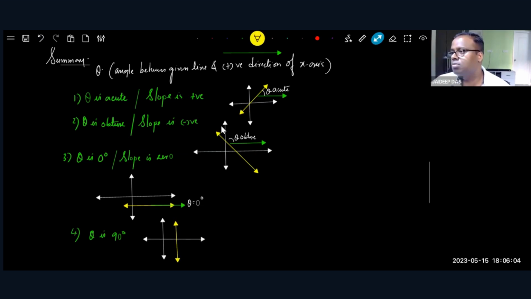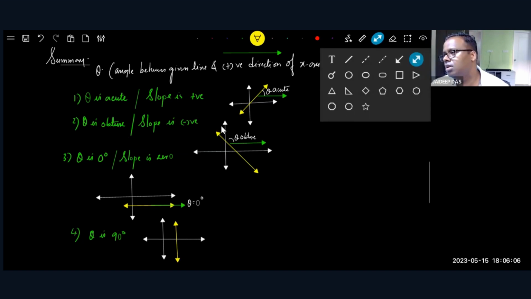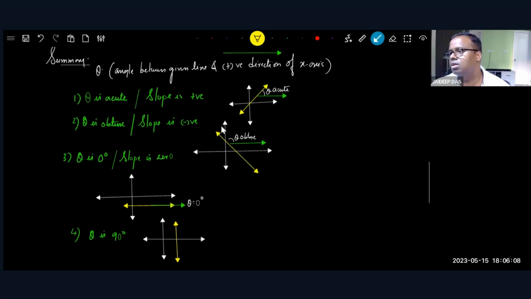Like this, and make your positive direction anywhere of your choice. Right, this is theta. Theta is equal to 90 degrees. Clear? This summary is clear.